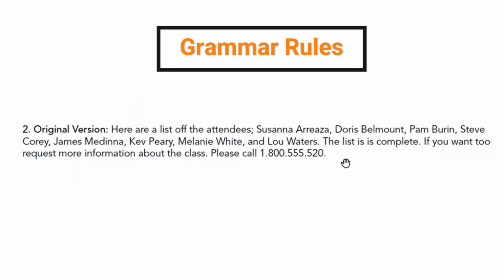We will look at the second example, which talks about a lot of grammar rules. So I would like you to read on your own, everyone, the second example where we have a list. Here is a list of the attendees and there are some names, 1, 2, 3, 4, 5, 6, some names, and then the list is complete. If you want to request more information about the class, please call this number.